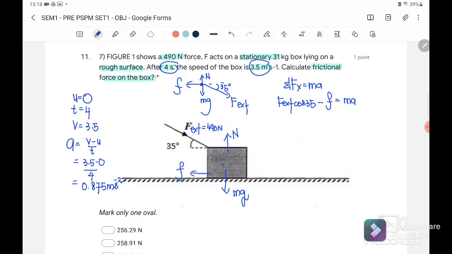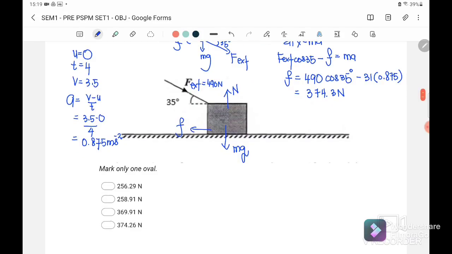So we can find the frictional force, where the frictional force is equal to F external 490 cos 35 minus ma, where m is 21 kg, a is 0.875 meters per second squared. So the final answer that we will get for the frictional force is equal to 374.3 Newton. So the answer is D.